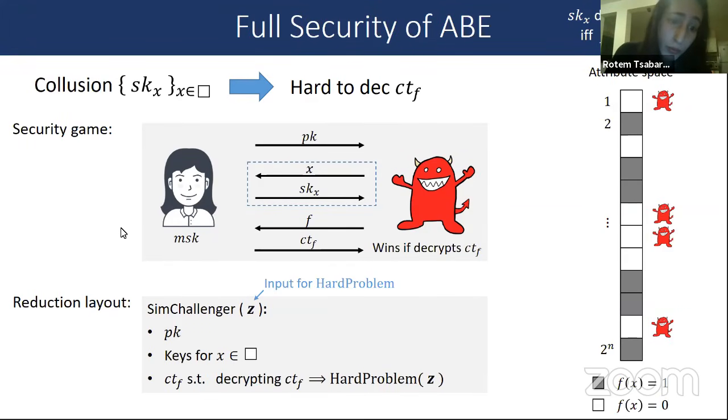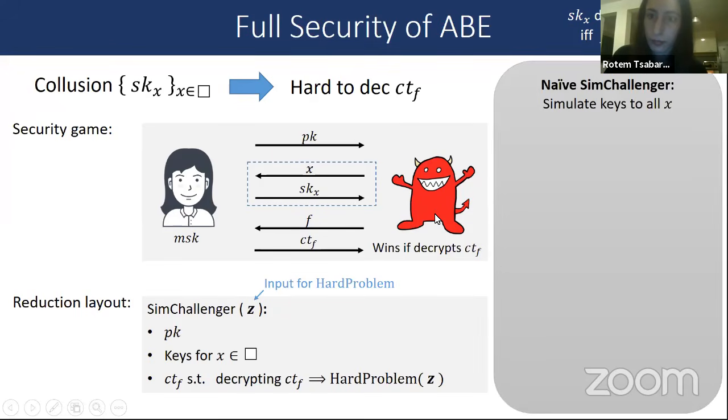Okay, so we have to come up with this kind of a simulator. So let's see why it's inherently hard. So let's see what is the naive approach. We need to be able to answer any possible key query.